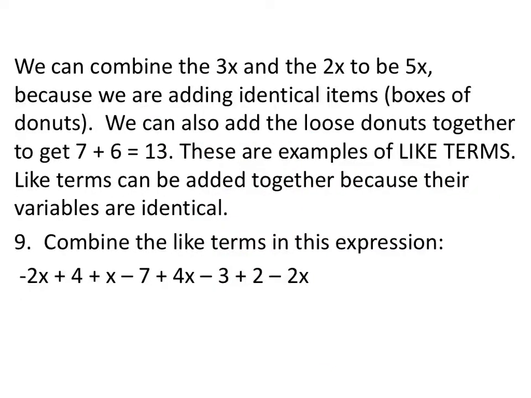All right. We can combine the 3x and the 2x to be 5x, which is what we did, because we're adding what we call identical or like terms, which in that case is boxes of donuts.